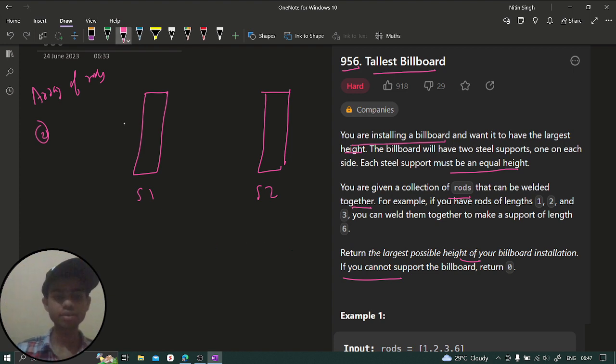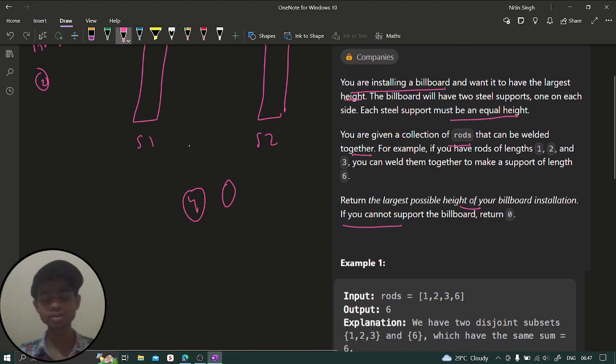The third thing is that you don't need to use all the rods. You can leave some rods as well, if you are not able to make them equal. And the fourth thing is that if we could not make the two steel supports equal by using the rods, then we are going to return 0 only. That means the height is 0, meaning we could not install it. I hope it makes sense.